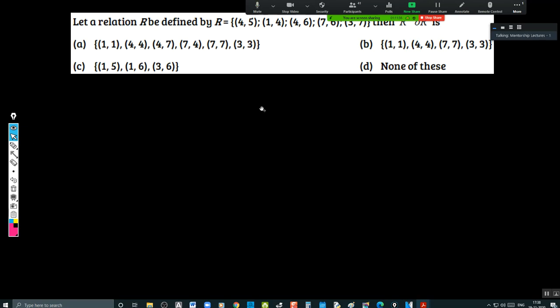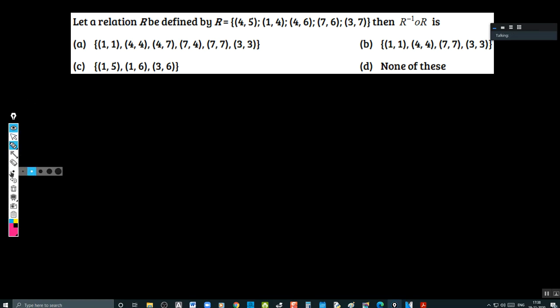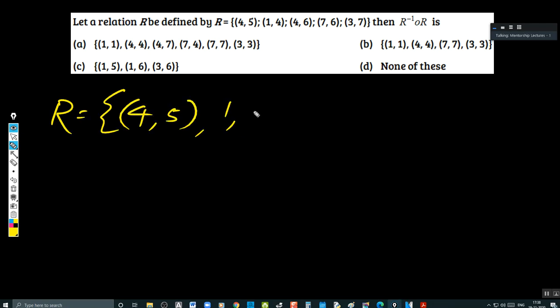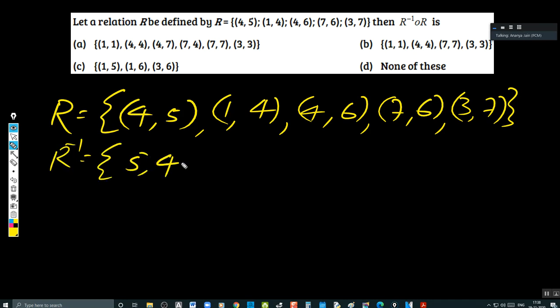Just see this. Come on, you tell me, you recognize the answer first, directly. Let me write. R, please tell me R given, please. Let me write R first. What is R? 4, 5, 1, 4, 4, 6, 7, 6, 3, 7. Tell me R inverse, please. 5, 4, 4, 1, 6, 4, 6, 7, 7, 3.